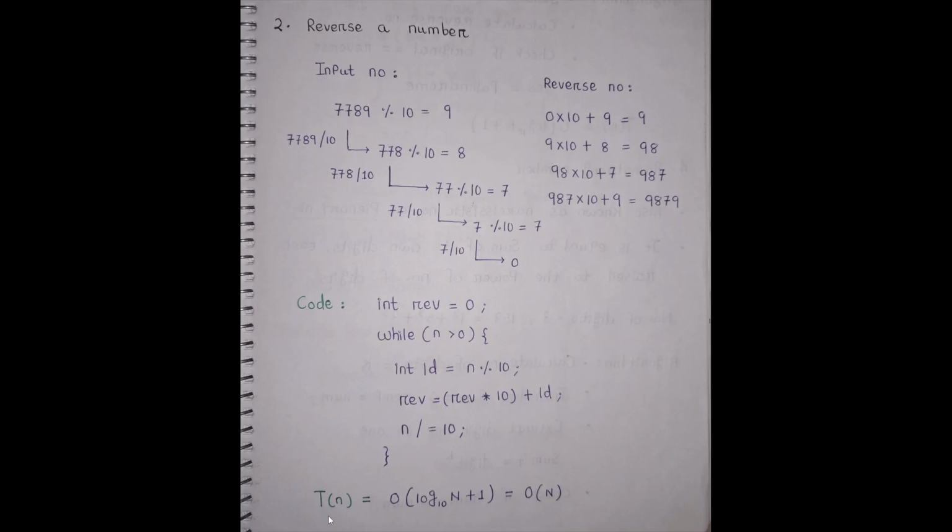So this is the particular algorithm which we have used in this problem. The time complexity over here is log of n, because every time the number gets divided by 10, so it becomes smaller. That is why our time complexity over here is log of n, which can also be approximately assumed as big O of n.